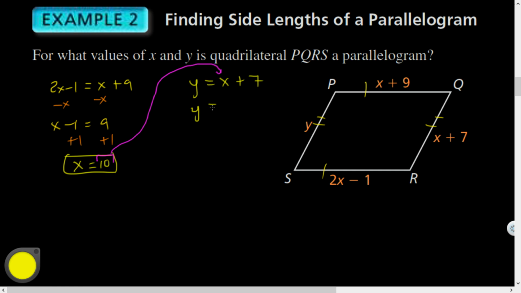We'll have y equals, yeah, we're so close to a long weekend. It's great. So y equals 17, like so. All right, so those are the values of x and y that would make those opposite sides congruent, and therefore the quadrilateral would be a parallelogram.